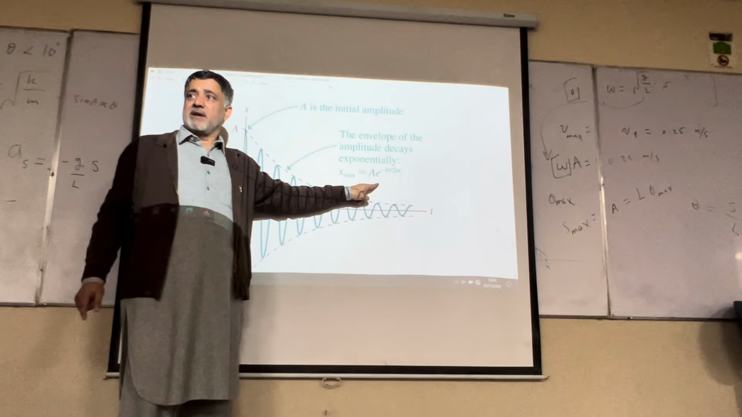Energy conserved. For different values of b, the drag coefficient, you can have different curves. These are called envelopes. This is just a name.